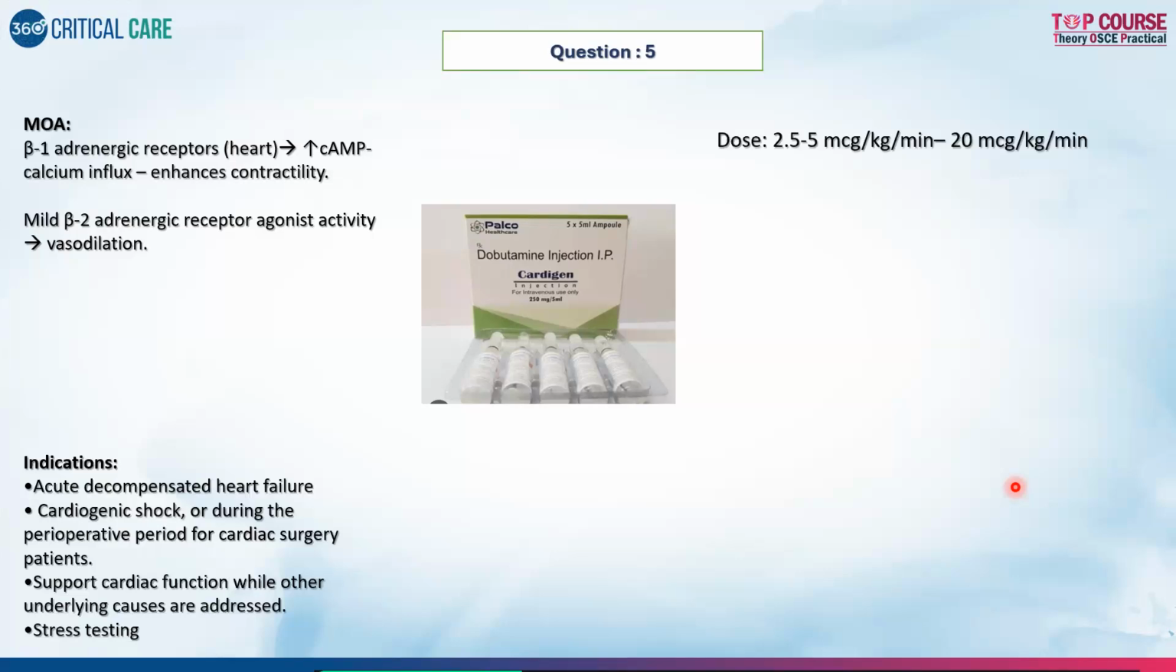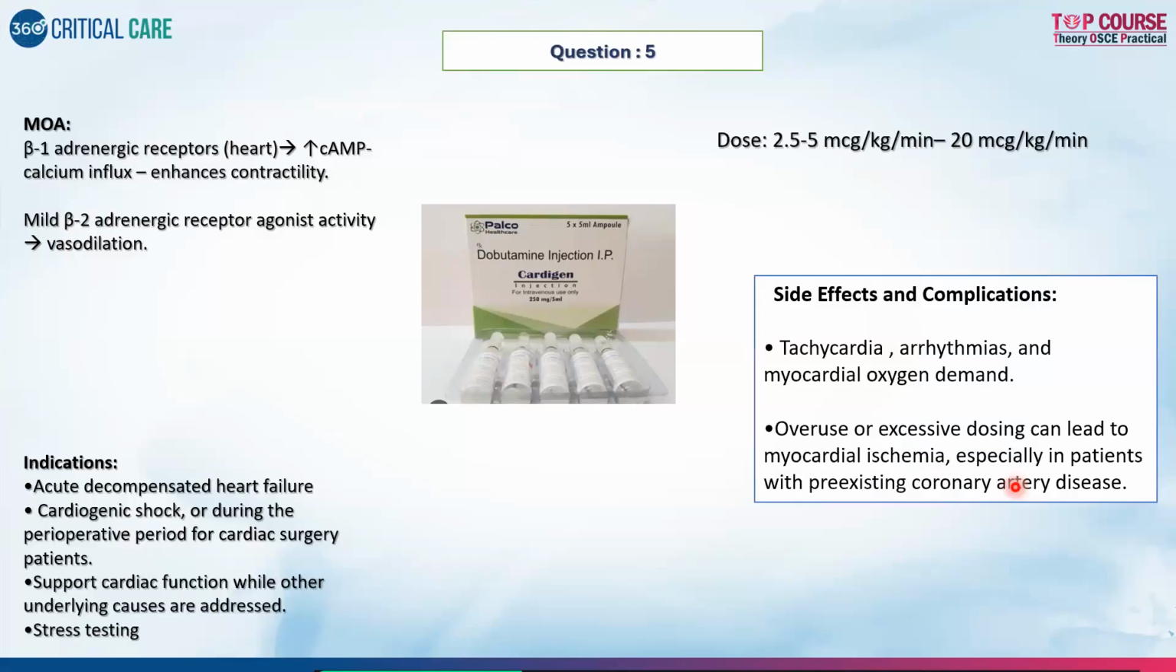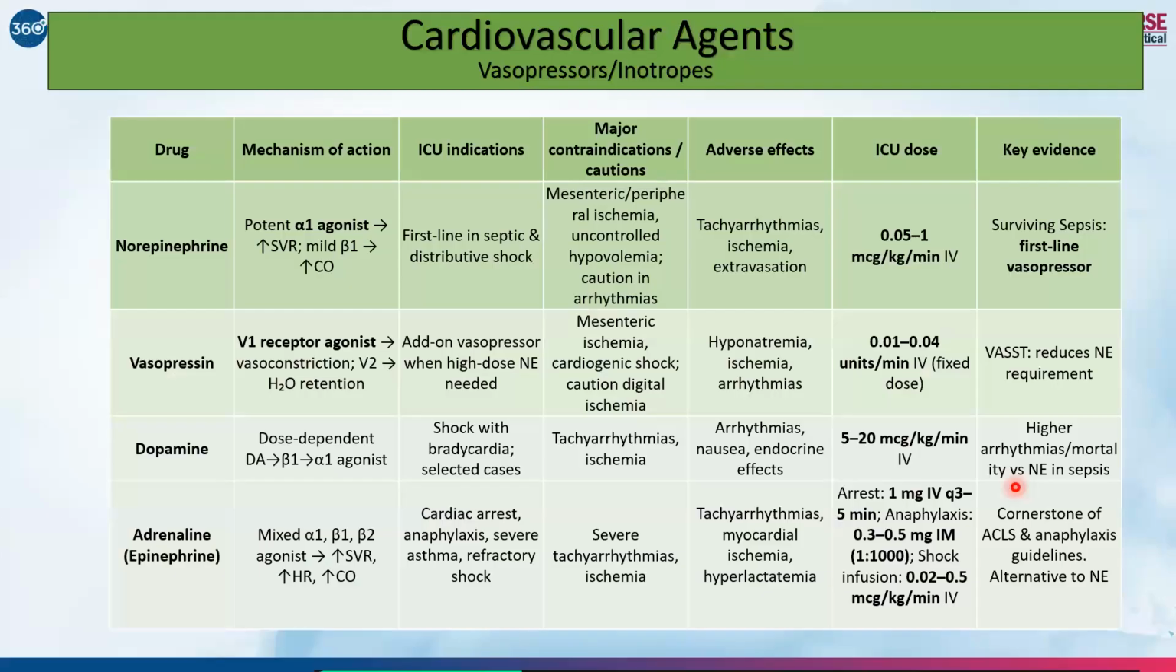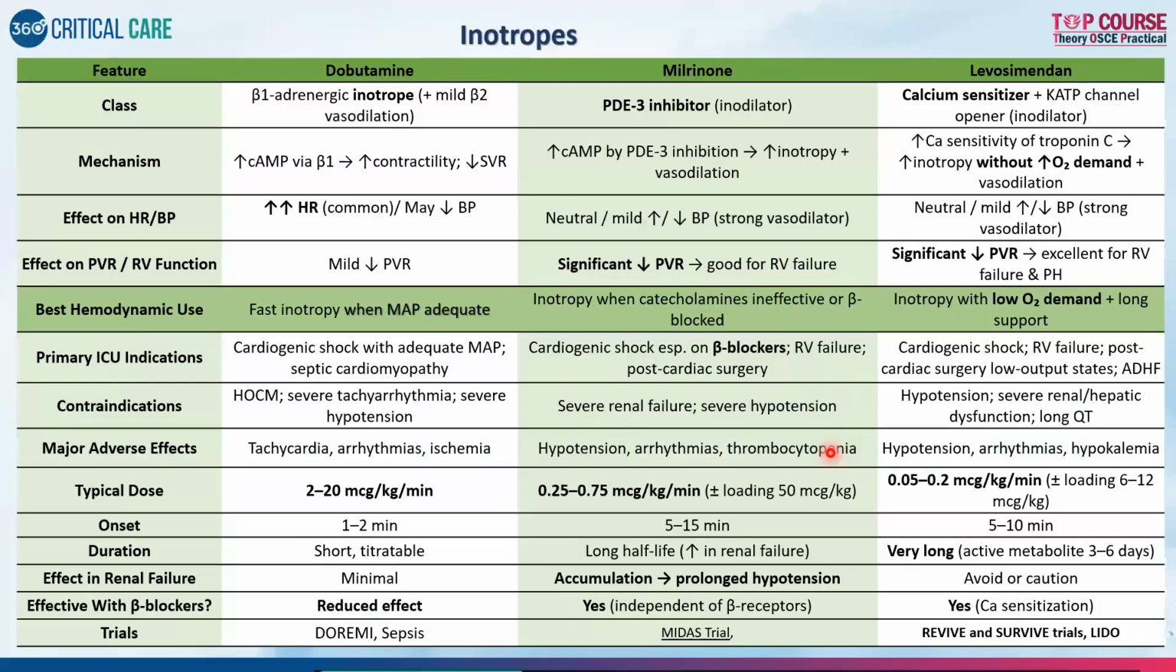Next comes the dosing, which is 2.5 to 20 microgram per kg per minute. And we need to talk about the side effects and the complications. In some cases, you might be asked evidence of these drugs as well. So I've made tables for each of these drugs, but we'll not be going through all the drugs. I'll just be fast forwarding these slides, so you can take screenshots of them or you can read them later. So we have norepinephrine, vasopressin, dopamine, and adrenaline. And please describe these drugs in this format, that is mechanism of action, indications, adverse events, the contraindications, dosing, and the key evidence of these drugs.